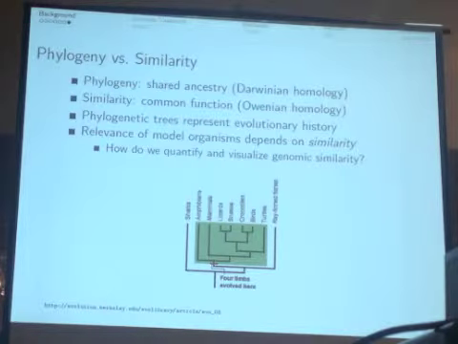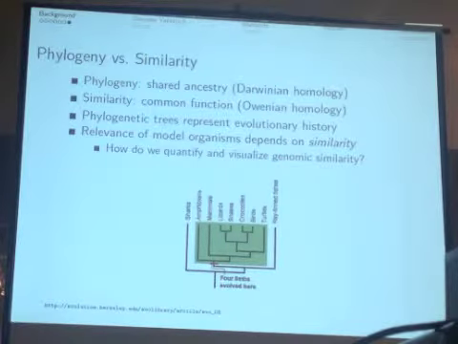So Owen was the guy who first coined the term homology. And phylogenetic trees are excellent representations of evolutionary history, but a lot of times when people are using trees, they're not necessarily trying to determine the precise evolutionary history. What they're usually more interested in is the relevance of, let's say, a model organism to a specific system that you're studying. And that is actually more dependent on similarity.